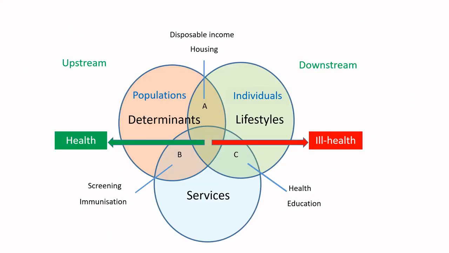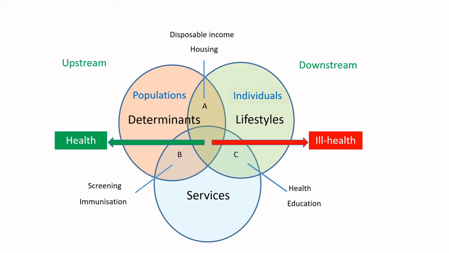This diagram attempts to describe the interactions between determinants, generally acting at a population level, with lifestyles of individuals, both then combined with services. The combination of largely negative determinants and lifestyles will result in ill health, whereas the combination of positive determinants creates better health.